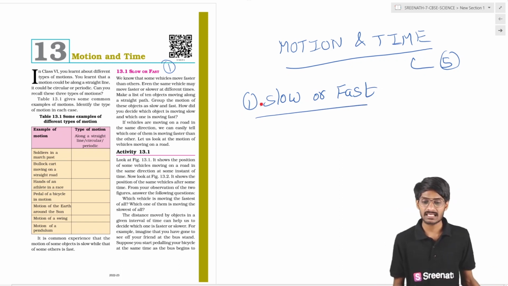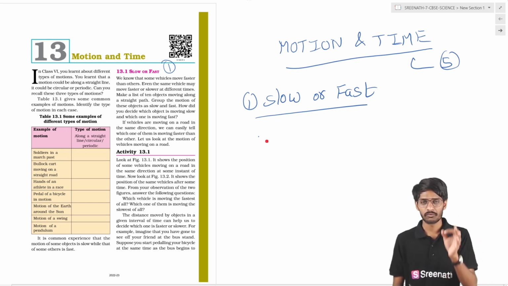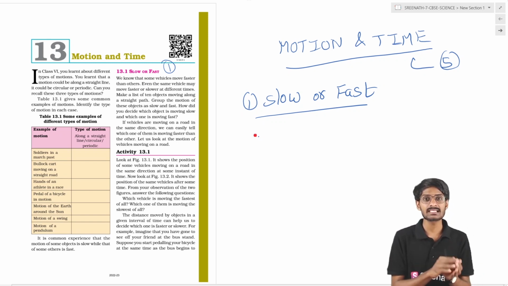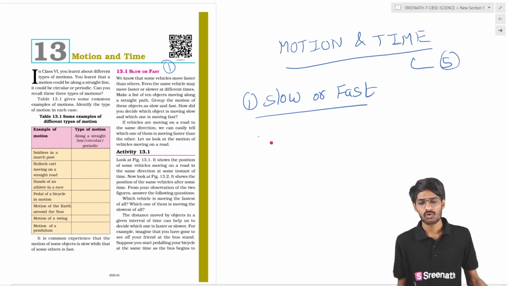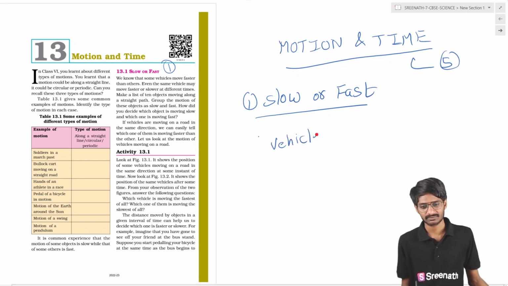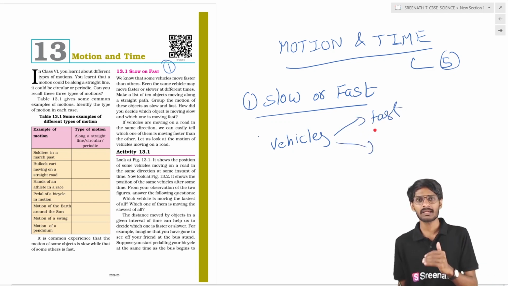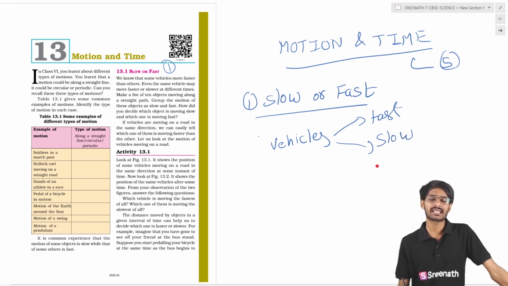Some vehicles move fast. At the same time, some vehicles move slow. There are also vehicles which can move fast at one time and slow at another time. So a vehicle can move fast, and at some other time it may move slow. And some vehicles always move fast and some vehicles move slow.